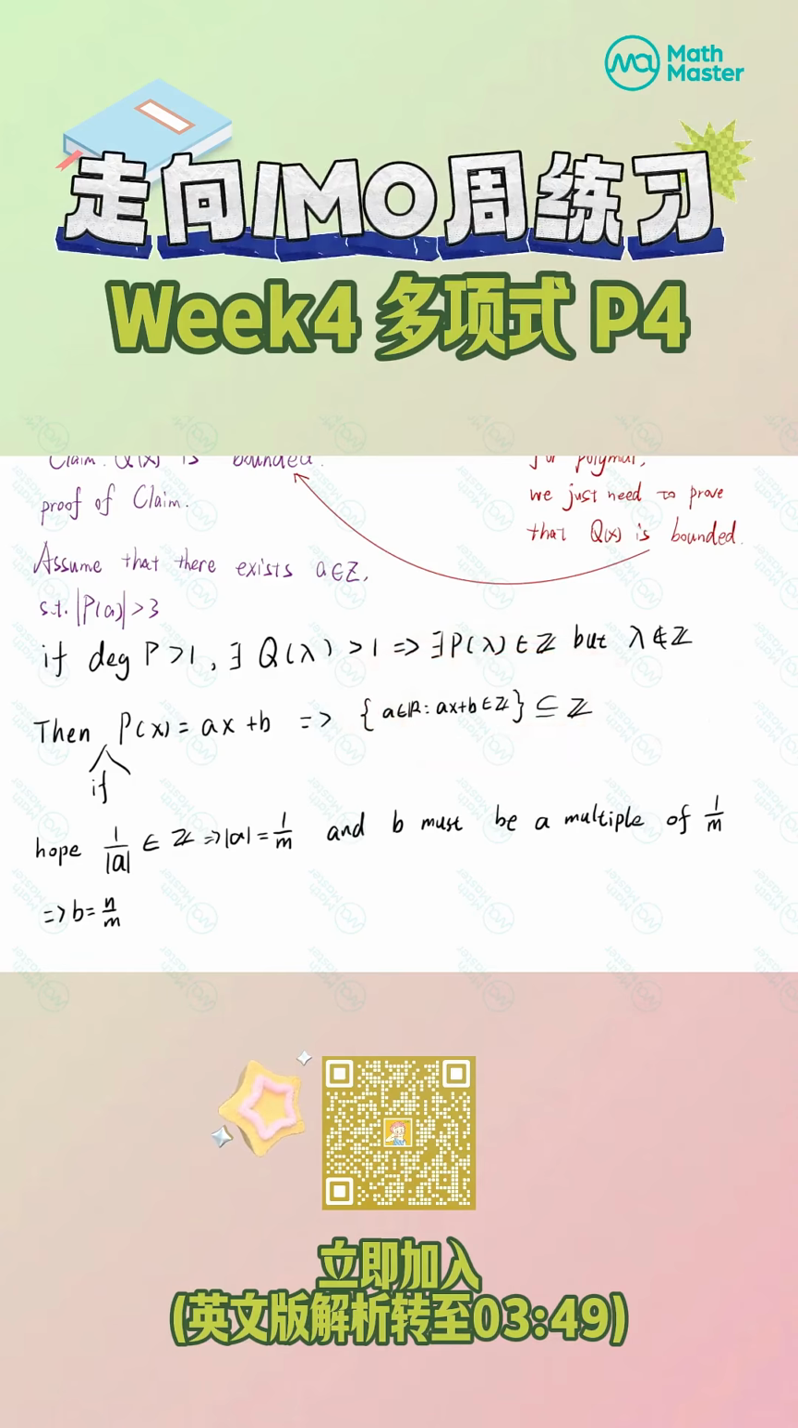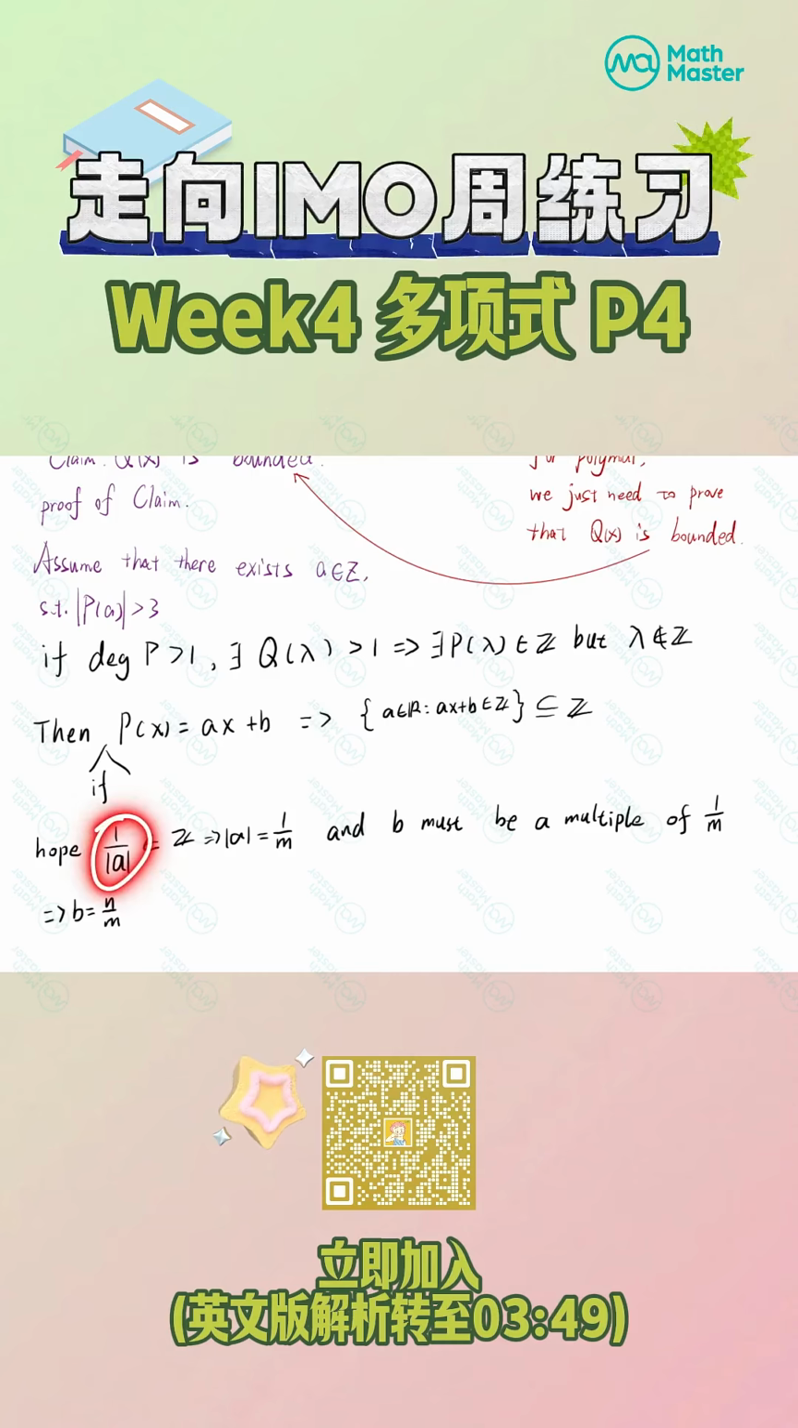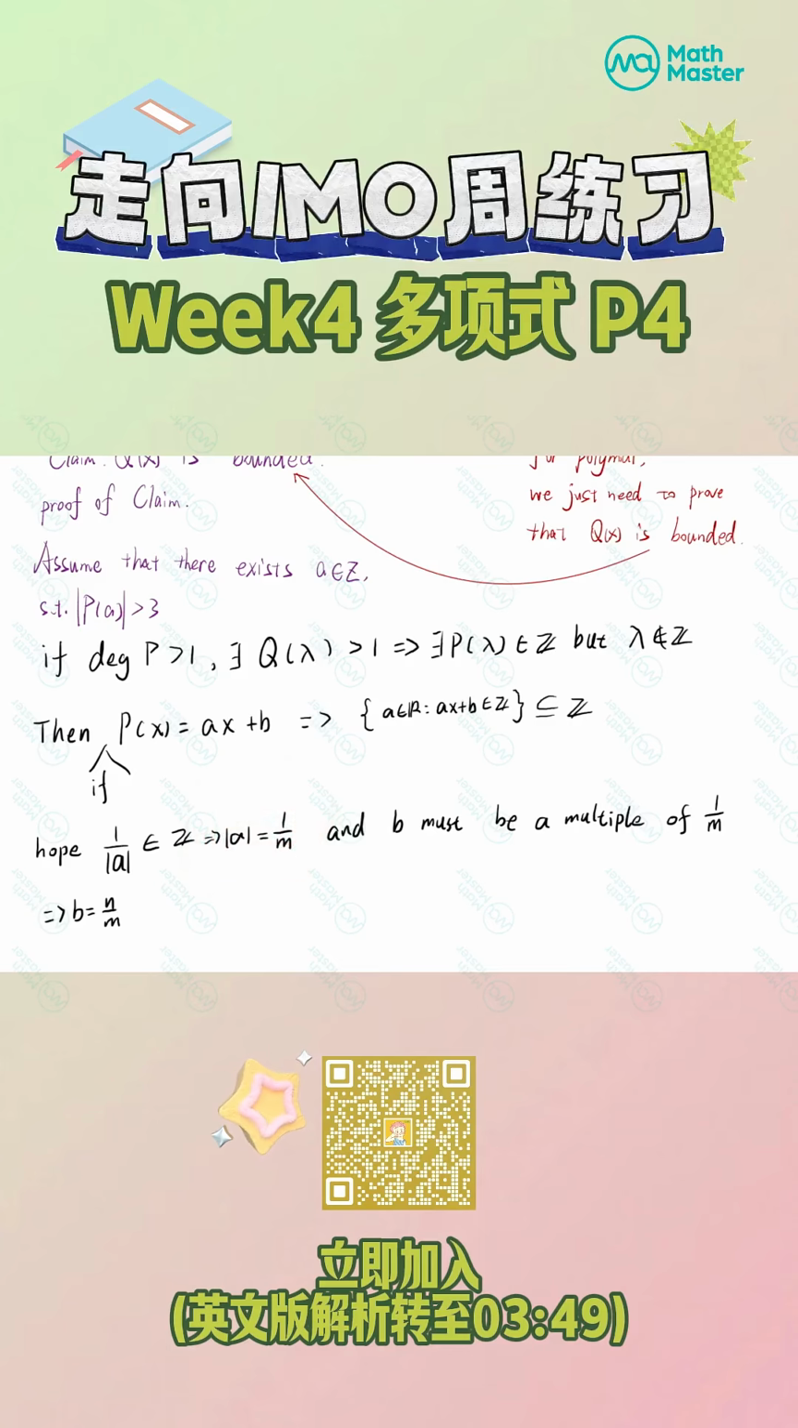Then in this case, we must hope that it is one of the values of a. It is an integer, it belongs to the integers, and if a is the absolute value of a, is it an m fraction, and then we originally became an m fraction?